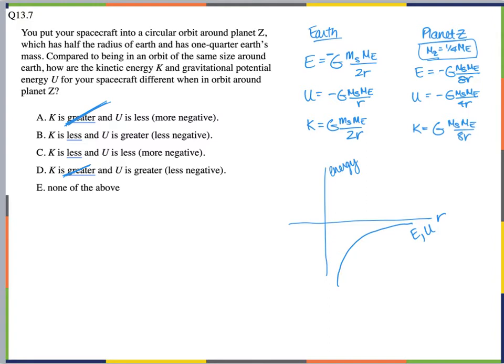So I have to think about the potential energy. For planet Z, the denominator is bigger, which means planet Z is more out here, where the Earth is more like here. And so the potential energy for planet Z is actually less negative than it is for the Earth, and that allows me to choose answer B. B becomes my answer. All right?